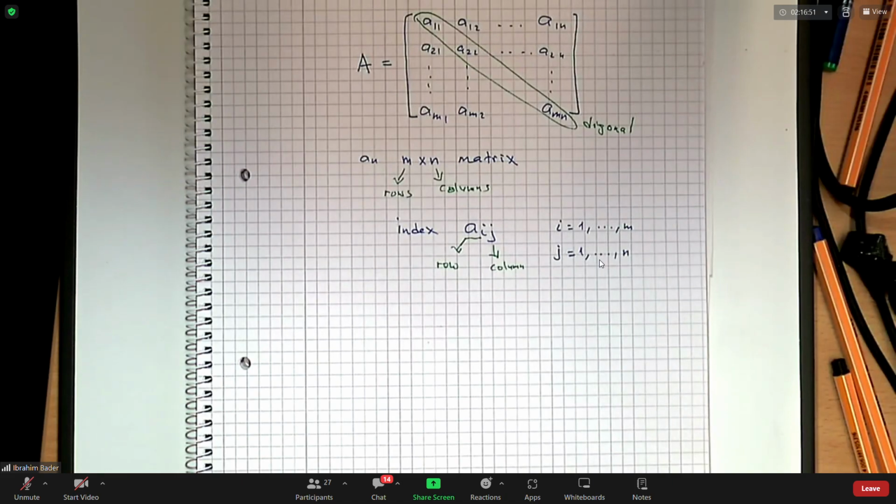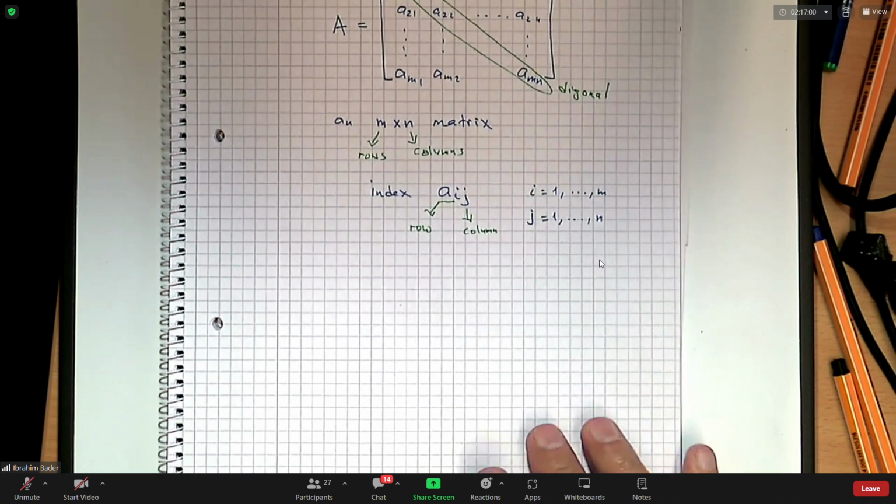And obviously it's not commutative. That means the entry in the second row, third column is different from the entry in the third row, second column. Okay.